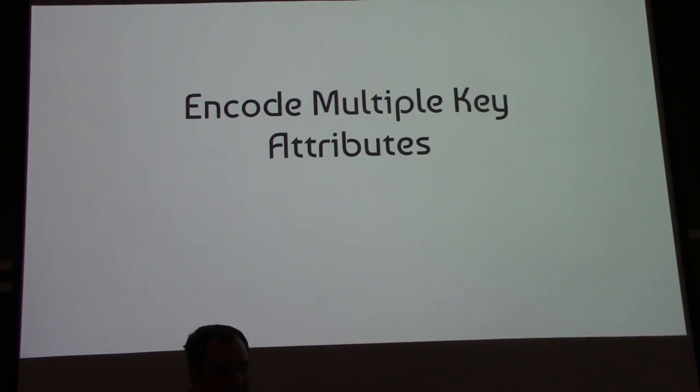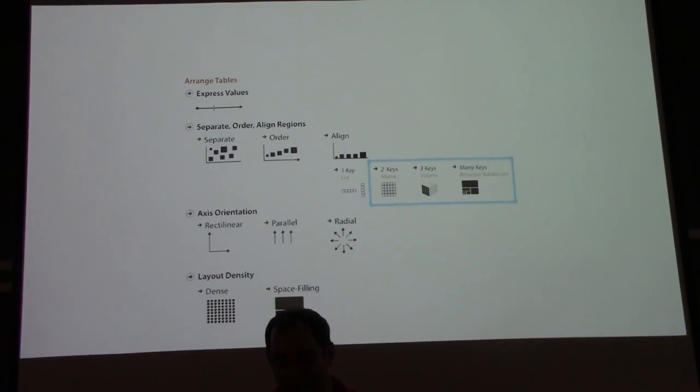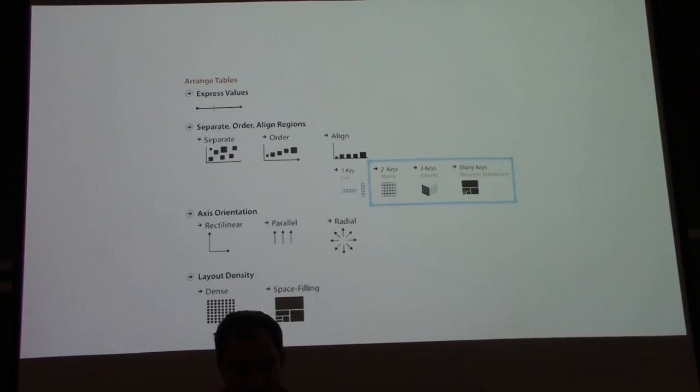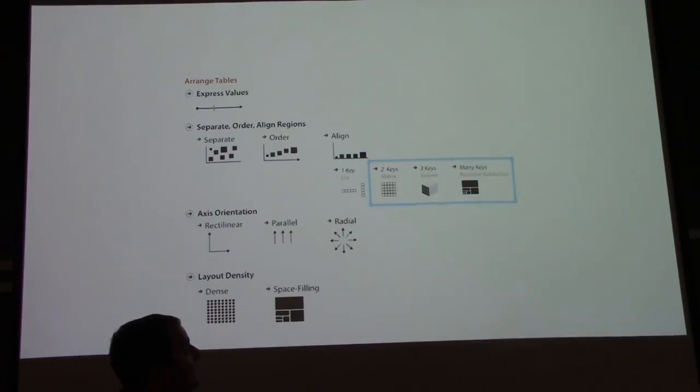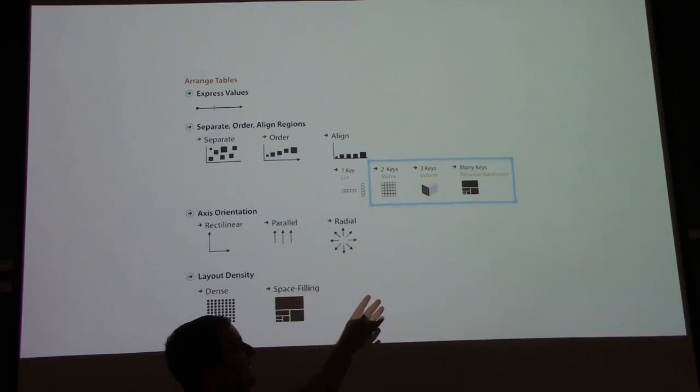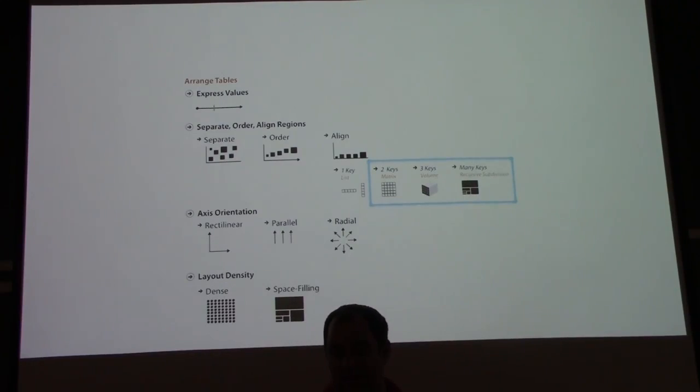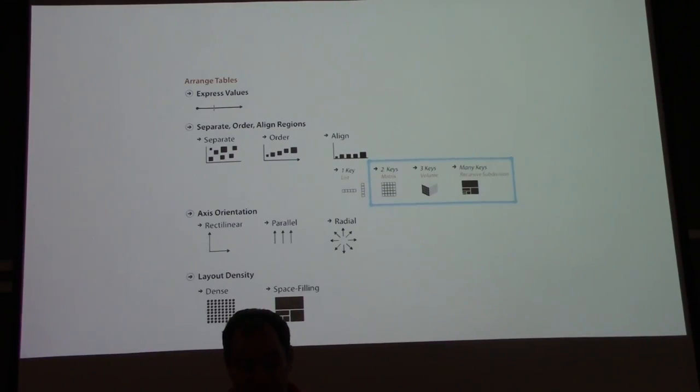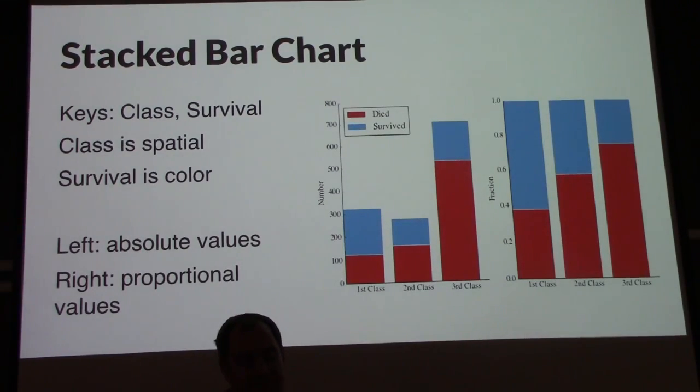And if you want to encode multiple key attributes, we have a couple of different choices. If you have two keys, three keys, or many keys. And so here we'll talk about matrices and recursive subdivision. We will start with recursive subdivision. It sounds more complicated than it is.